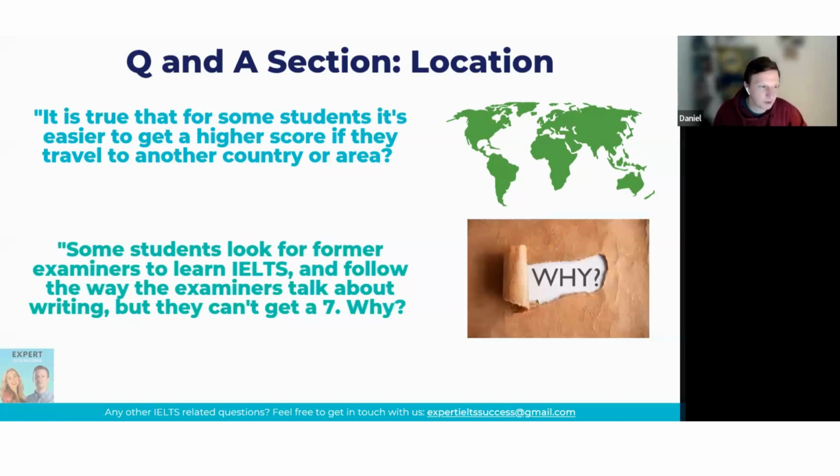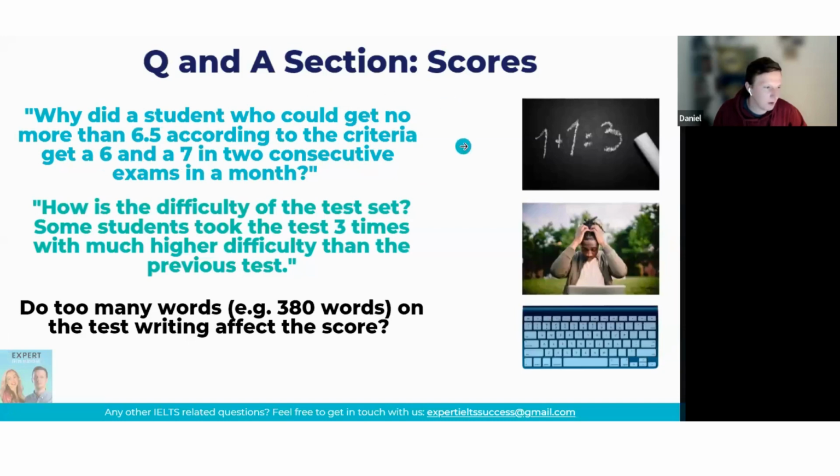Okay, so scores. Again, we've had this question in the group. I had a student who couldn't get more than 6.5, and they got a 6 in the first test, they got a 7 in the second test in a month. How can they jump like that suddenly in 1 month? What would be the reason for that?